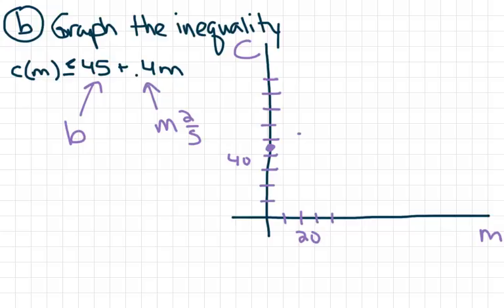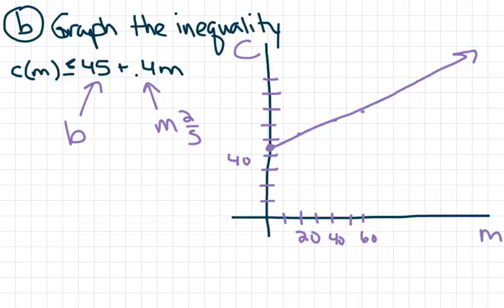Maybe I'll do it again at 40, at 60, just to get an idea of what's going on. 45 plus 0.4 times 40 is 61, so that's going to be about here. And I'll do it again at 60. 45 plus 0.4 times 60 is 69, which is going to be up here. So it turns out I have a graph that looks something like that.